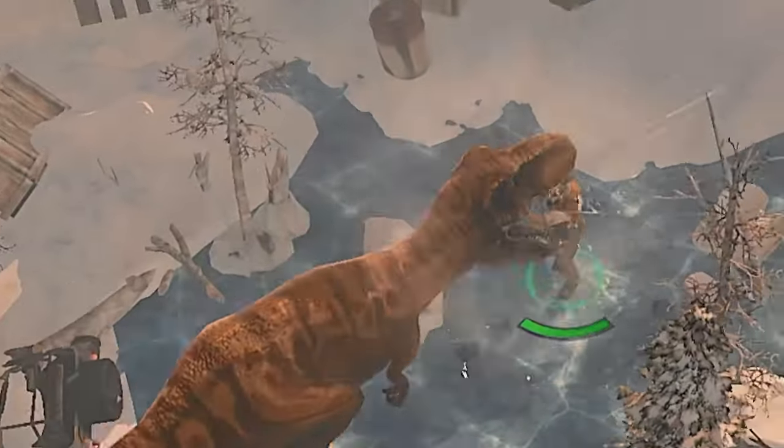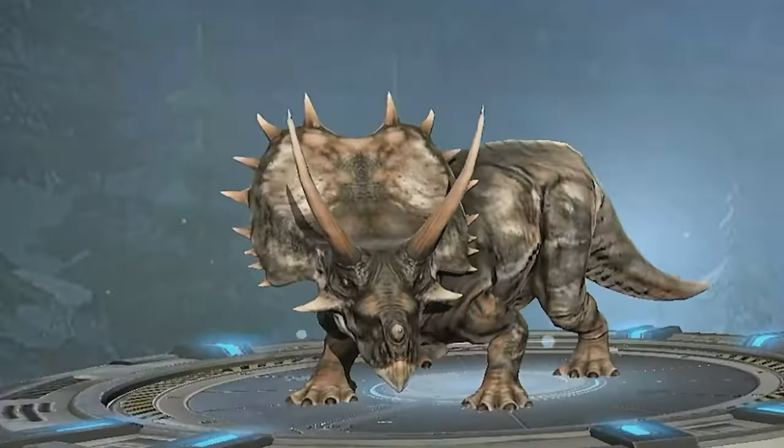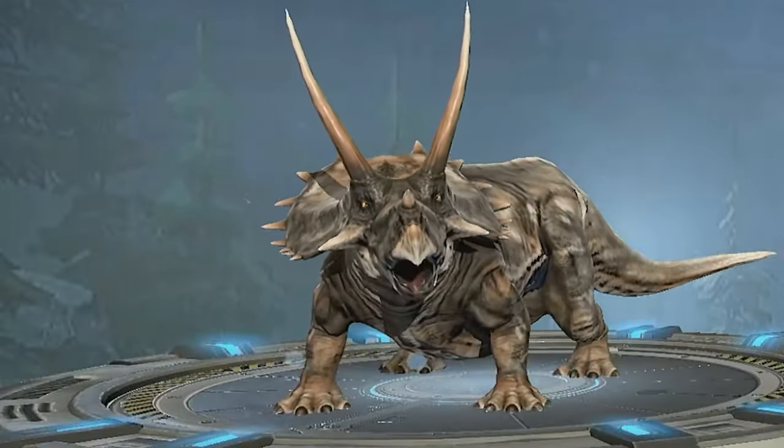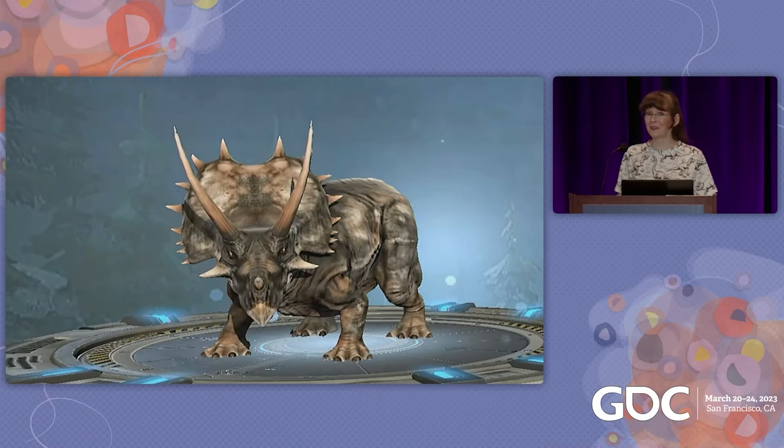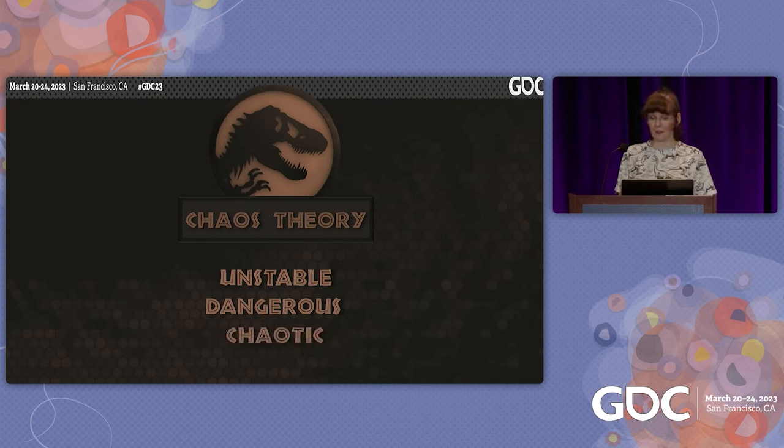Now, to make things even more interesting, once you capture the dinosaurs, you can train them to fight for you. And there's nothing like having one of these two-ton, three-horned monsters to, well, bring on the carnage. With all this in mind, I decided to explore the spirit of chaos theory by pushing the music of Jurassic World Primal Ops as far as possible towards an unstable, dangerous, and chaotic musical style.